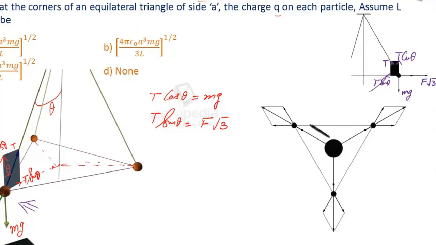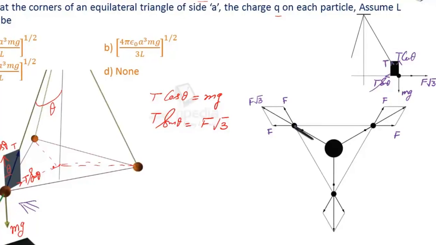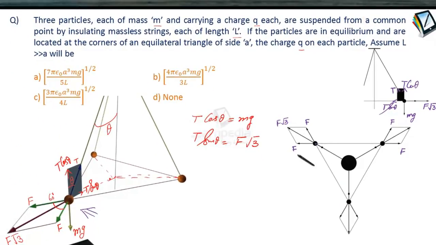And this is the top view of this arrangement. Here you can see the electric forces of repulsion acting on all the particles, and their resultant is going to be F root 3. The weight of the body acts perpendicular to the plane of this diagram; mg is acting vertically. So these are the forces. By dividing these two equations, we get tan theta equal to F root 3 divided by mg.